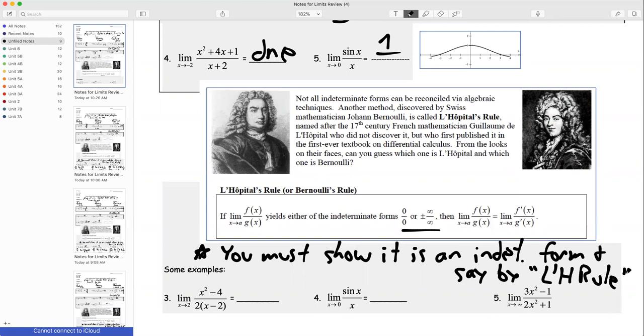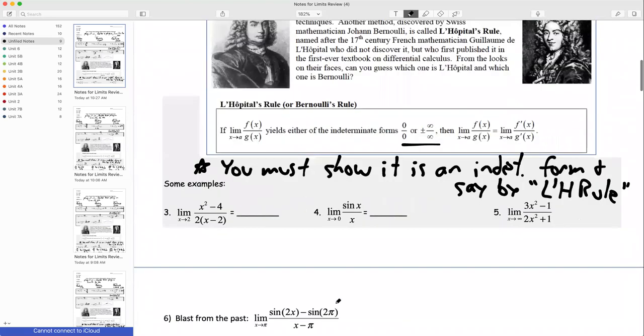So, like I said, if it's multiple choice, then just answer it. If it's a free response question and it involves L'Hopital's rule, show that it's an indeterminate form first, so 0 over 0, for example, and then say by L'Hopital's rule, so that you do not lose points on the free response. So let's look at an example, some that we just did.